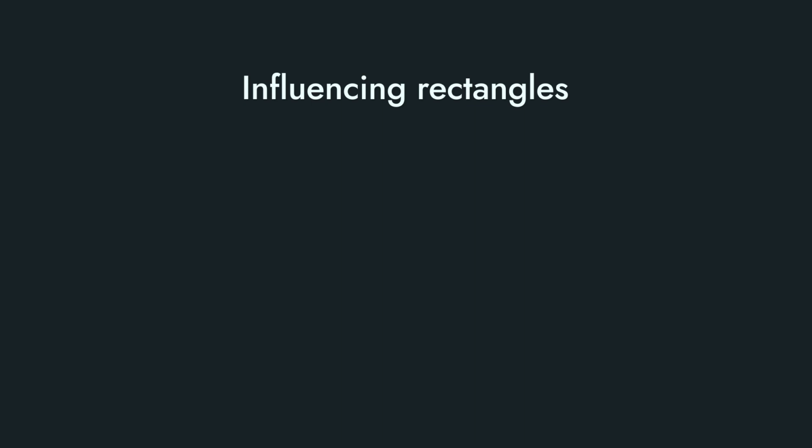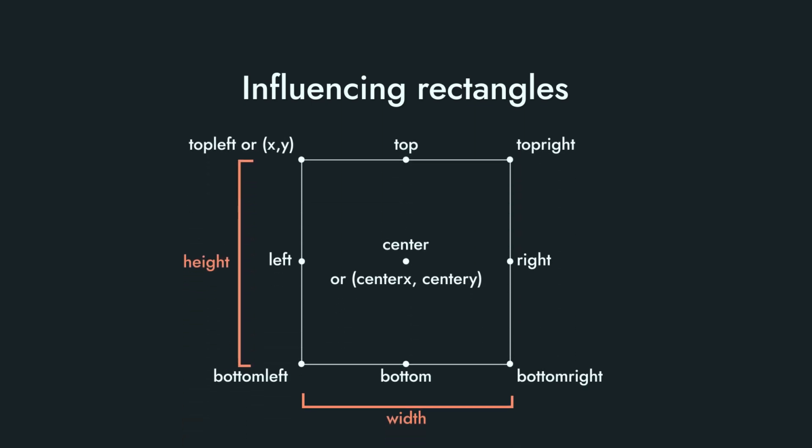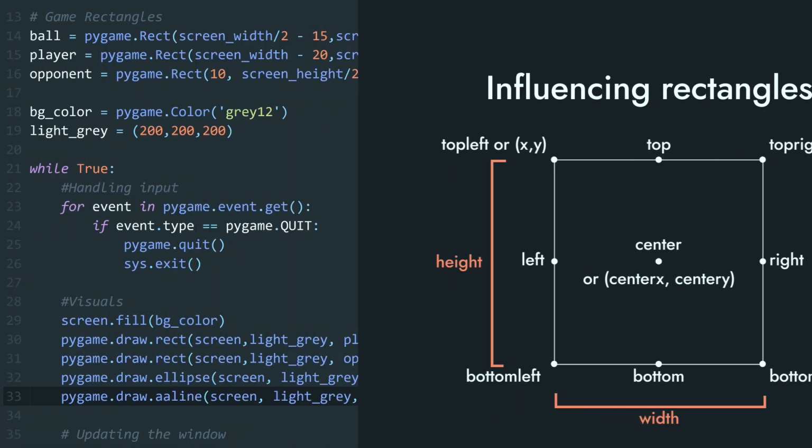Essentially, in and around each rectangle, there are these points that we can influence and measure. And if we move a single point, we move the entire rectangle. So for example, if I wanted to move this rectangle to the right by 5 pixels, I could use x plus equals 5, or right plus equals 5, or even left plus equals 5. They would all achieve the same result.